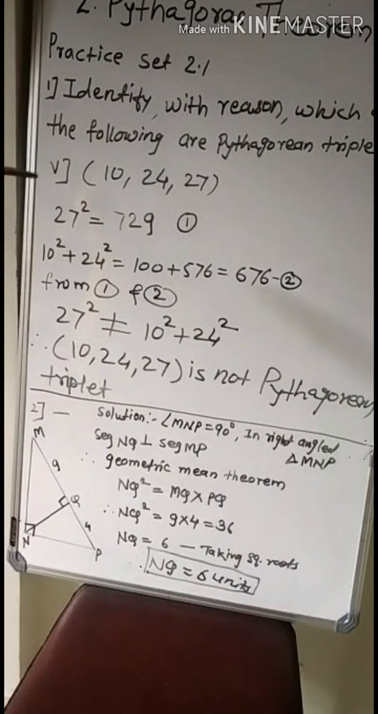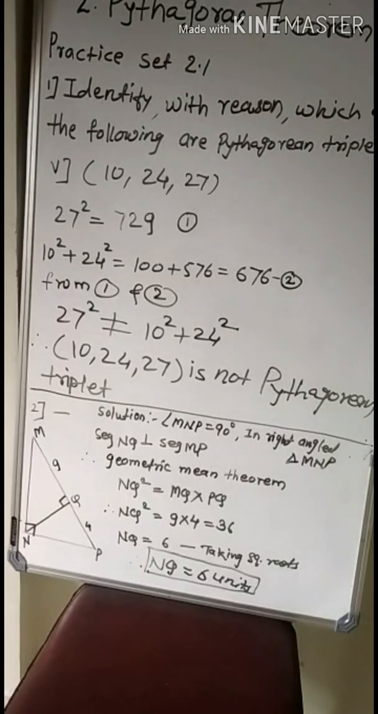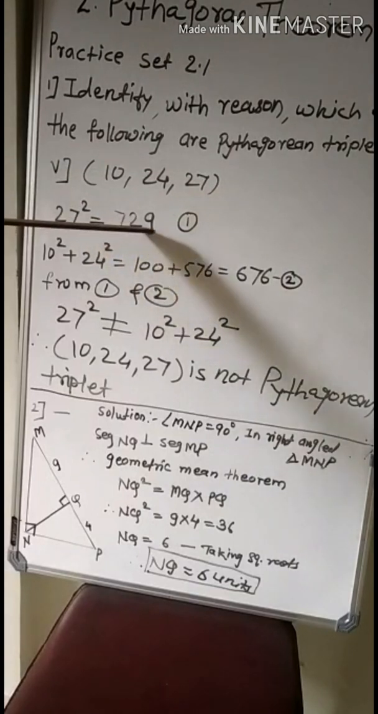The numbers are 10, 24 and 27. So, how do we identify a Pythagorean triplet, or which numbers are Pythagorean triplet? The square of the largest number is equal to the sum of squares of the remaining 2 numbers. In these 3 numbers, the largest one is 27. So, square of 27 equals 729. This is statement number 1.